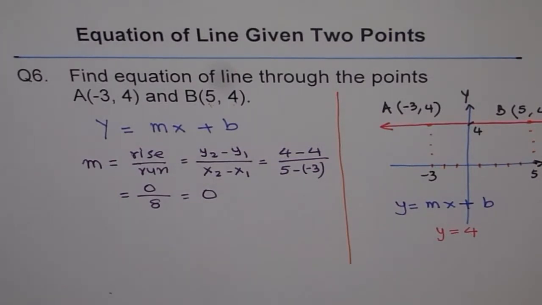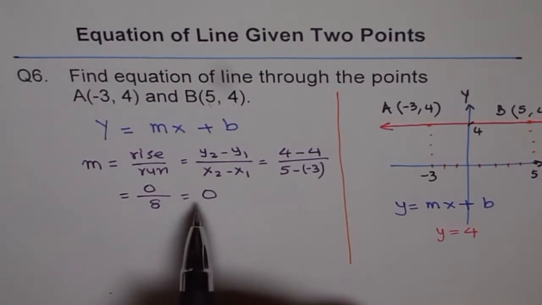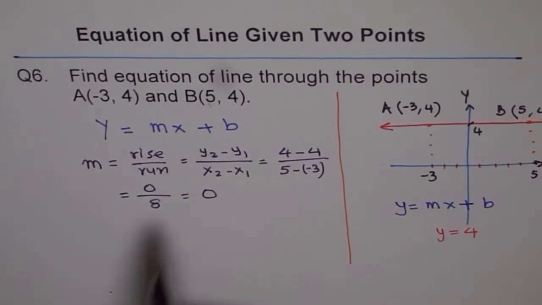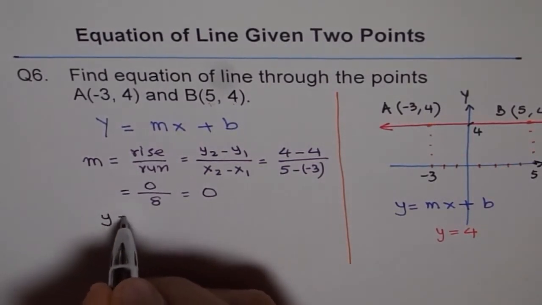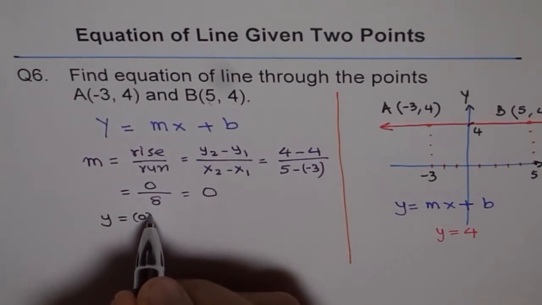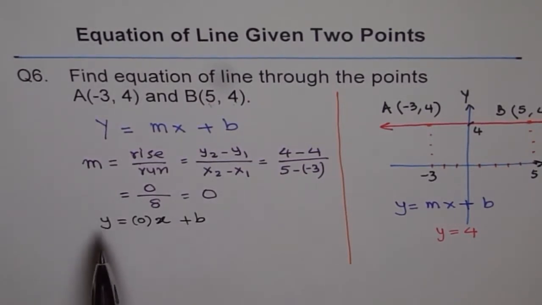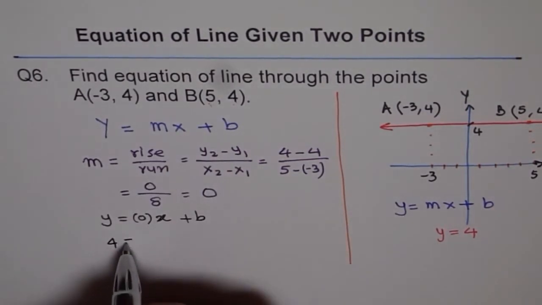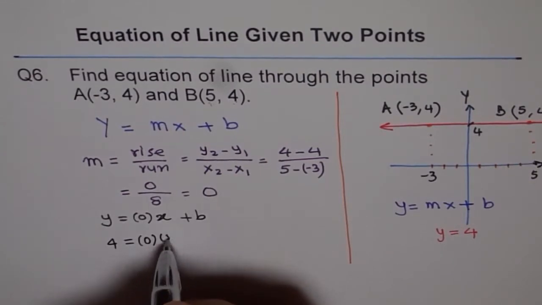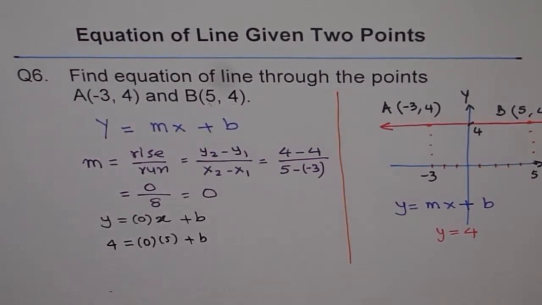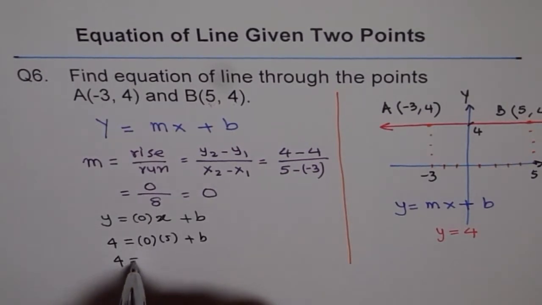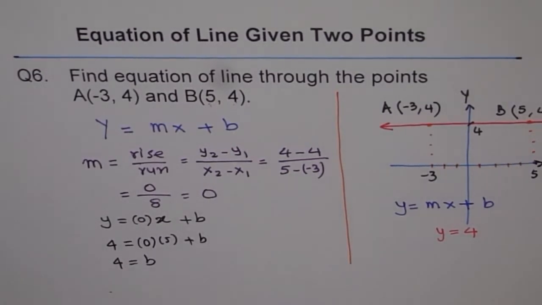Now, the slope is 0, so let's find the y-intercept b. For that, as usual, first we'll write our equation with the slope. So we get our equation as y equals 0 for m, right? 0 times x plus b. Good. To find b, we'll select a point. Let's select (5, 4). Both are positive, good numbers to take. 4 equals 0 times 5 plus b. And 0 times anything is 0. Therefore, we get b equals 4. Perfect. So there we are.